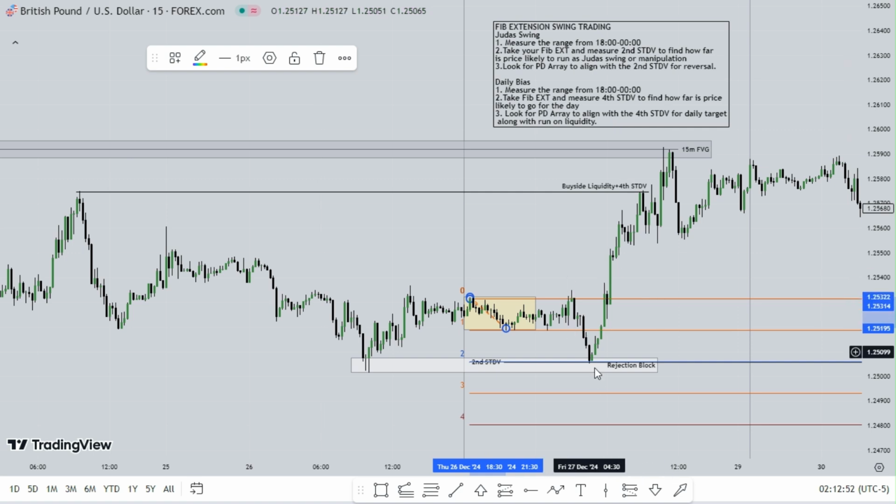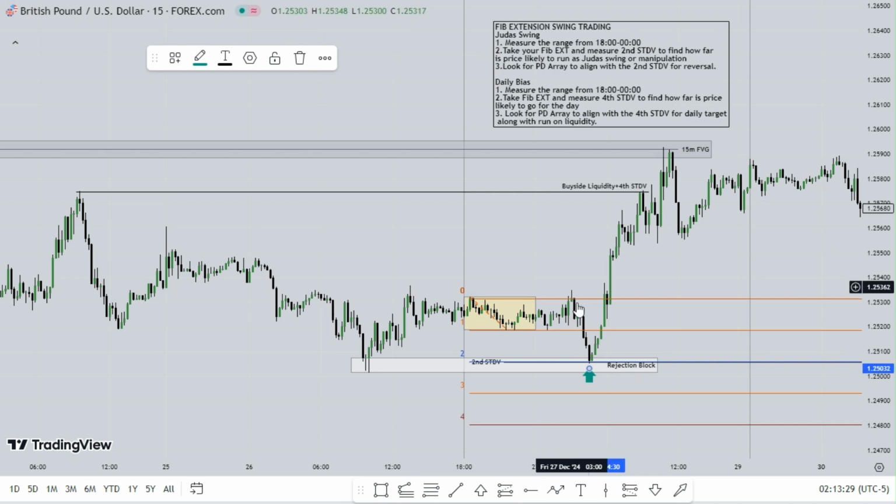So the price did go to the second standard deviation here. We use the second standard deviation for a Judah swing and the fourth standard deviation for distribution of the day. The next step is look for a PD array to align with the second standard deviation for reversal. Right here, we have this rejection block, these two candles that create the rejection block where the price retraced to. This is where you're likely to take your entry if you want to go long for the day.